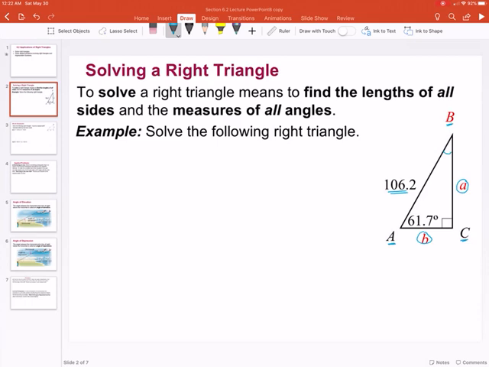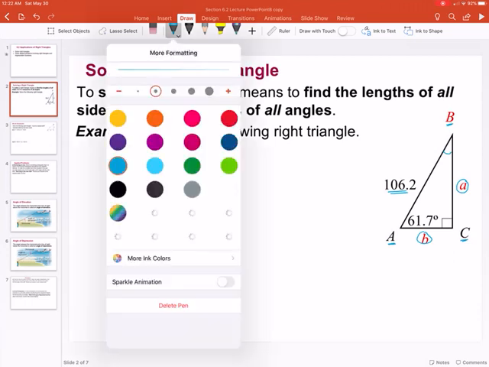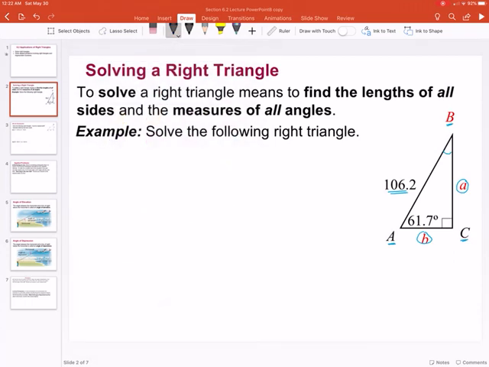Now I'm going to start off with writing down what we're looking for. To solve the triangle, we want to know angle B equals. Right, that's one of our 2 unknowns. And we want to know what side a equals. And we want to know what side b equals. Those are the 3 parts that are missing in this triangle ABC. So we know angle A, 61.7 degrees. We know angle C, 90 degrees. And we know side c, the hypotenuse, which is 106.2 units in length.